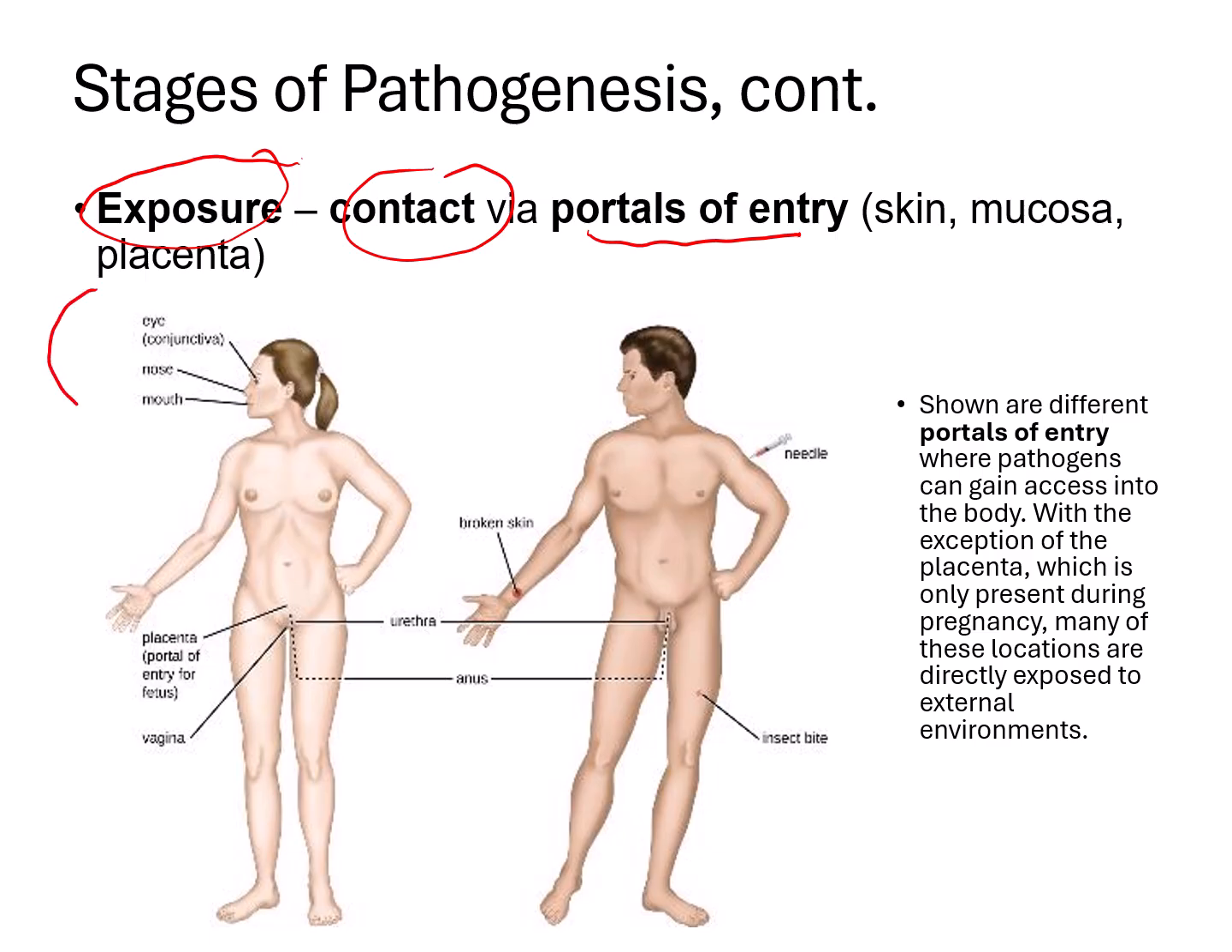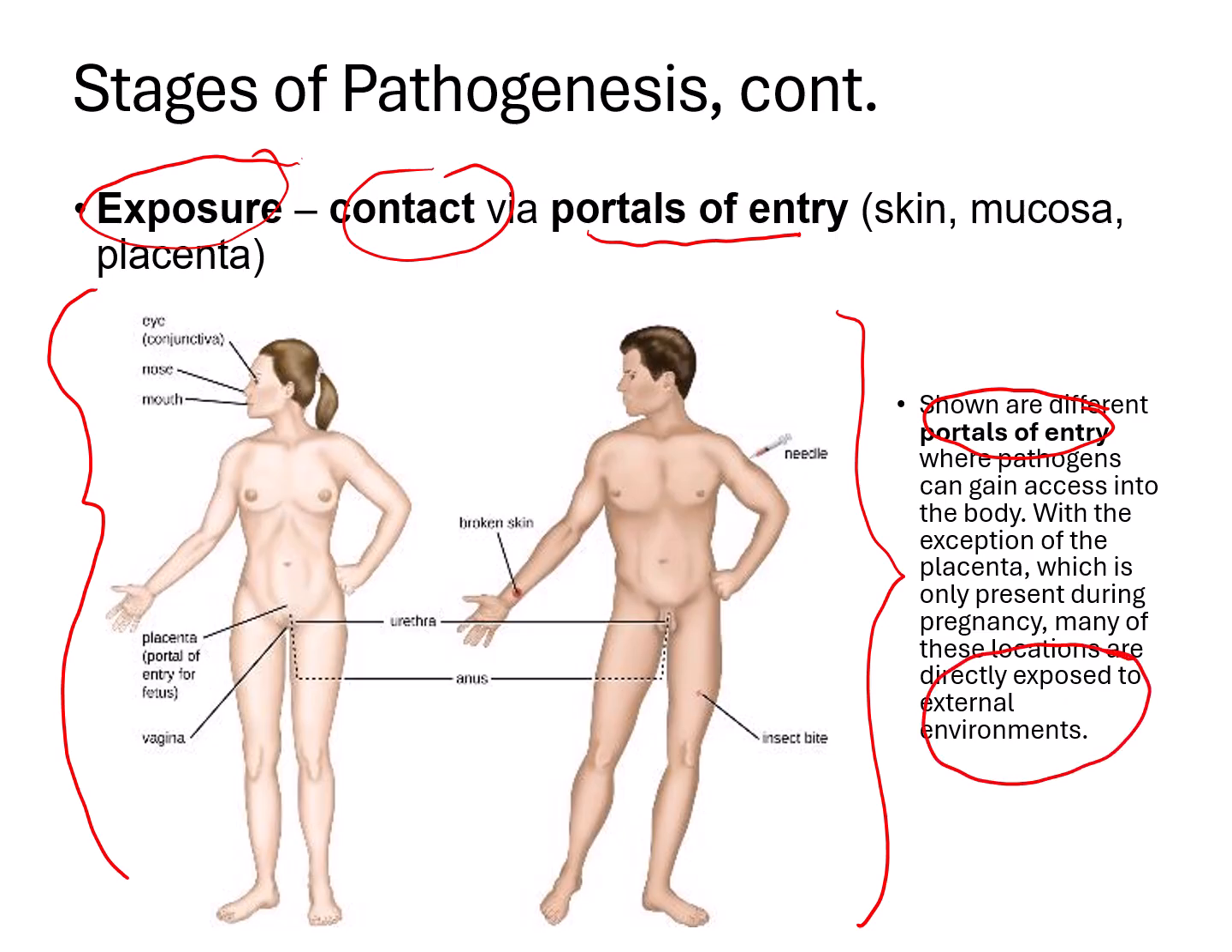And our book has a nice image or figure that shows the different portals of entry for female and male patients. So again, this is where pathogens can gain entry or access into the body. A lot of these are directly exposed to external environments, such as the eye, nose, or mouth. And the placenta also counts as a portal of entry for pregnant females. This is a portal of entry for the fetus in this case.